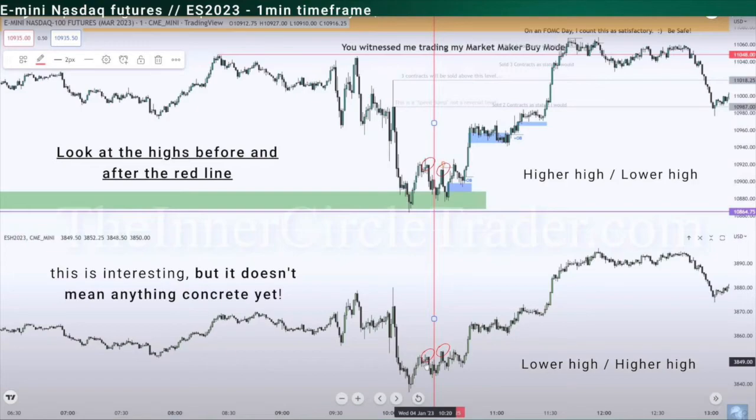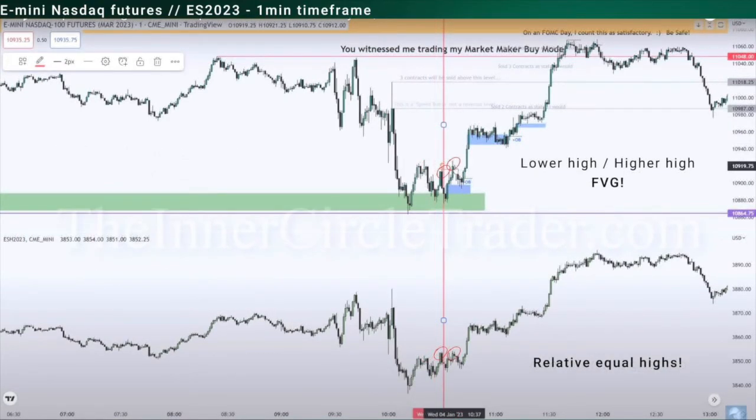yet. We keep moving the red line, and what do we see here? On the top, we see a lower high and a higher high and a fair value gap being formed. And on the bottom, what we actually can observe is two relative equal highs.